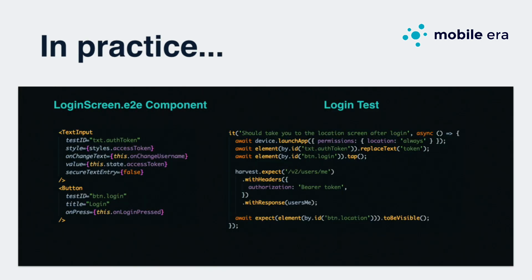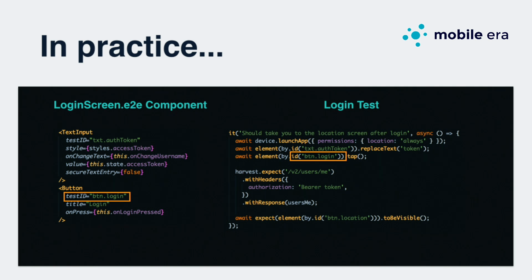In practice, this is how our login E2E component looks. Again, the first thing you need to look at when you write a component is to add your test ID, because then you can write your test and you can expect Detox to do actually what we need it to do. So we launch the application. We launch the device. In this case, we set permissions location to always. Then we find the element ID, which is this one, to replace stateful token. Then we find the element, which is the button, this button here, and we click on that element.